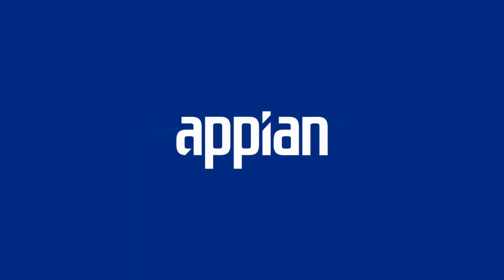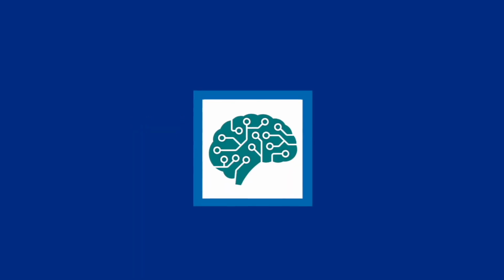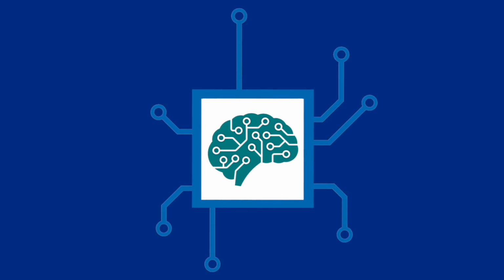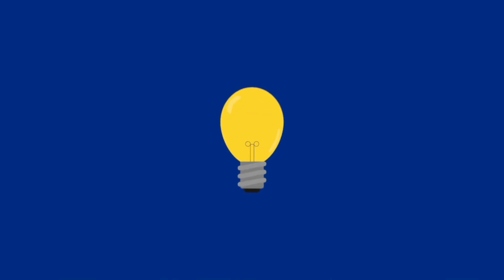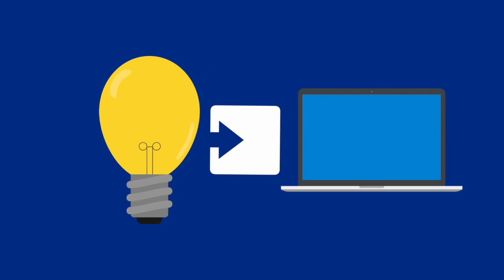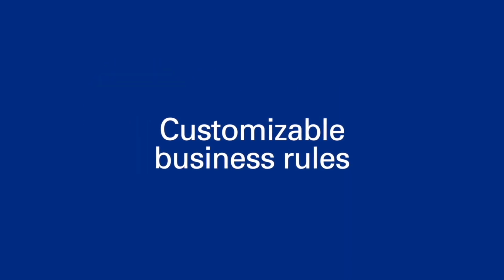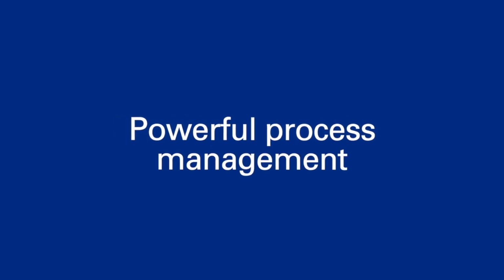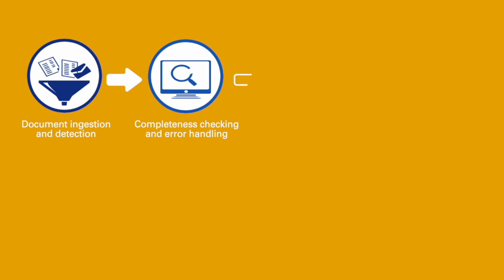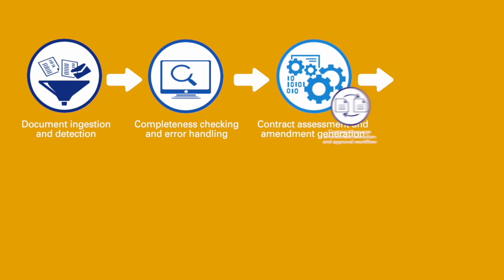Appian is a low-code application development platform that accelerates the creation of high-impact business applications. Appian is a fast path from idea to application, enabling document sharing, customizable business rules, real-time reporting, and powerful process management. This demonstration gives an end-to-end overview of a LIBOR contract management process.